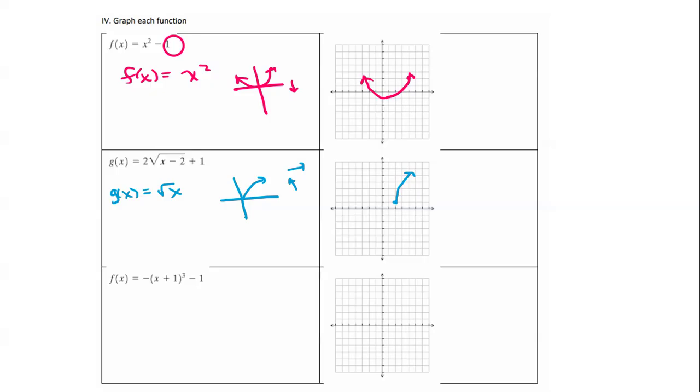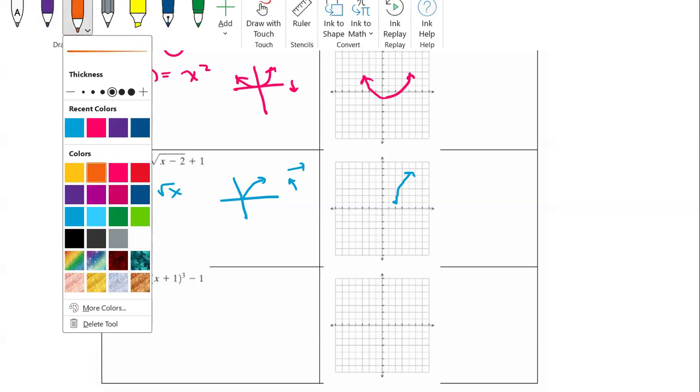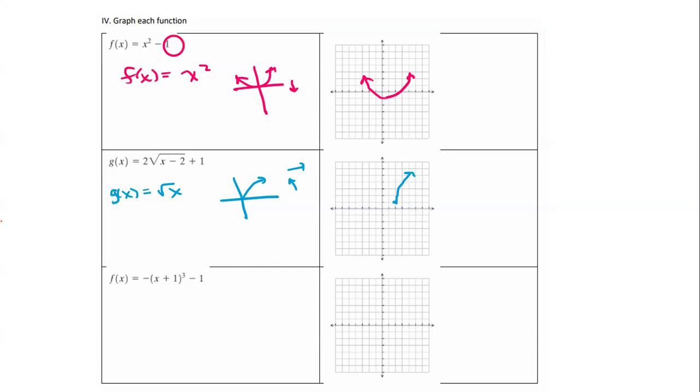Okay, all right. The next one here, we have f of x is equal to negative x plus 1 to the third minus 1. So again, our original function is going to be f of x is equal to x to the third, right? And again, this looks like a snake, like that, okay? All right, probably not the best drawing in the world. Try it one more time here.